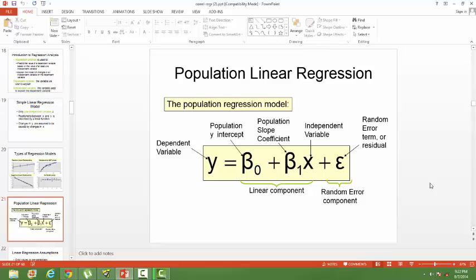In sample data we do the estimation. So we expect that our sample linear regression is close to our population linear regression. The best thing is obviously the population regression, but we hardly have a situation where we have access to the entire population data. So in most cases we go in for the sample data.